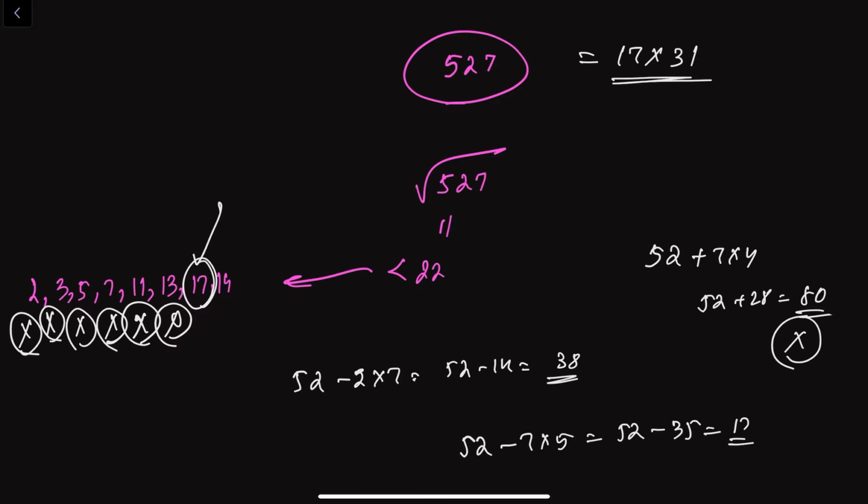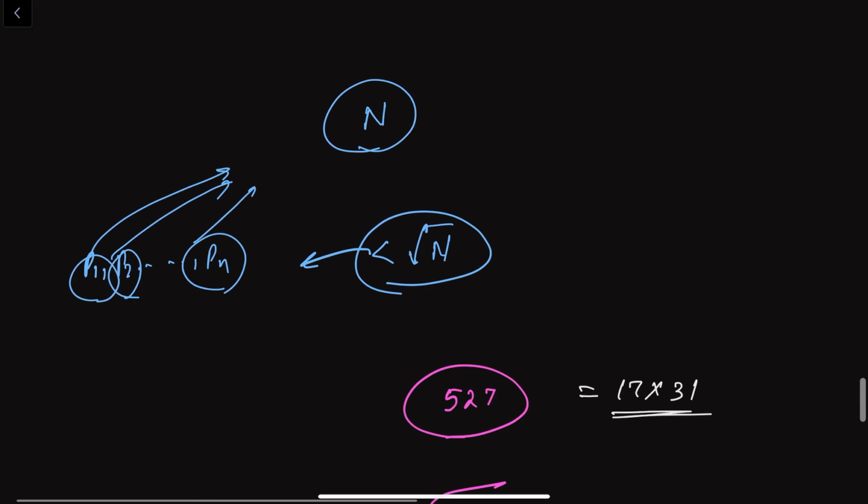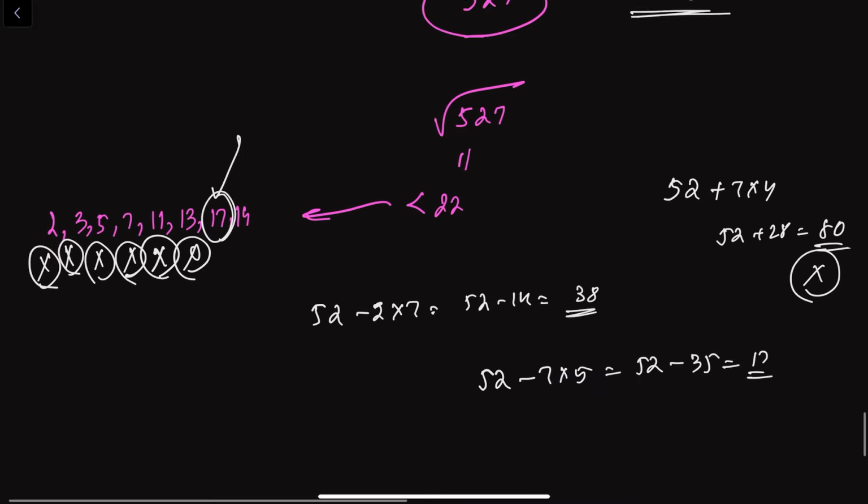So by using these divisibility tricks, we can identify whether a particular number is prime or not. We take the square root, find all the primes less than it, and cross-check whether the given number is divisible by those primes or not.